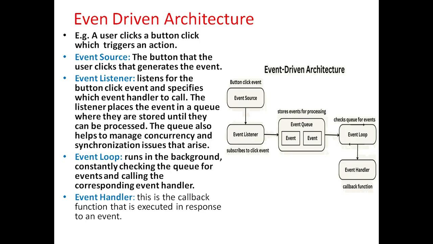The event loop runs in the background constantly, checking the queue for events and calling the corresponding event handler. An event handler is the callback function that is executed in response to an event. That is, when the button is clicked, the control is passed to the event listener. The event listener sends this event to the event queue, and the event loop checks the events in the queue and hands over the event to the event handler, which calls the function to execute the event.